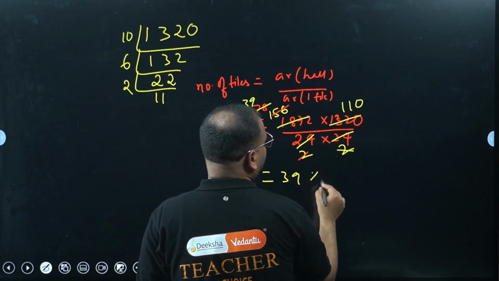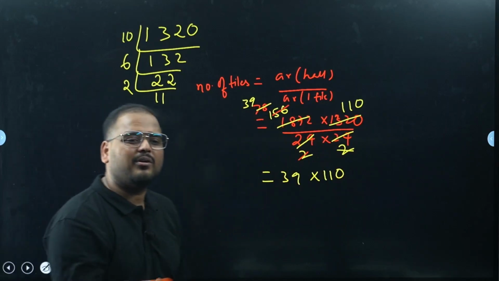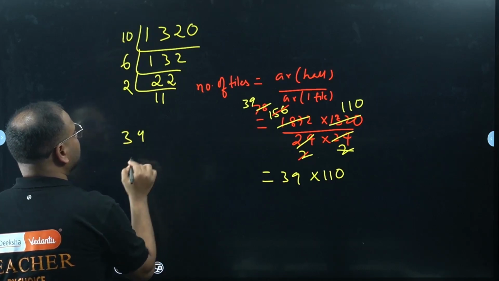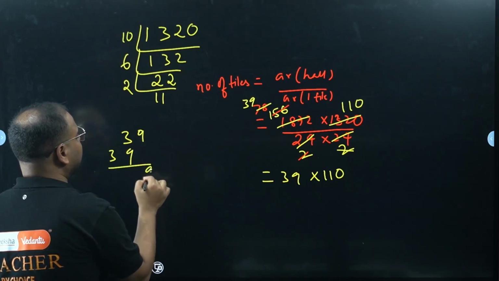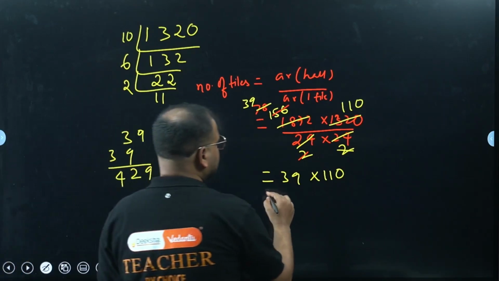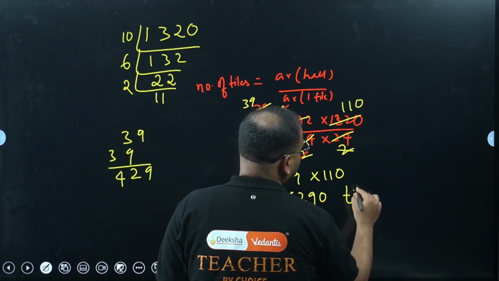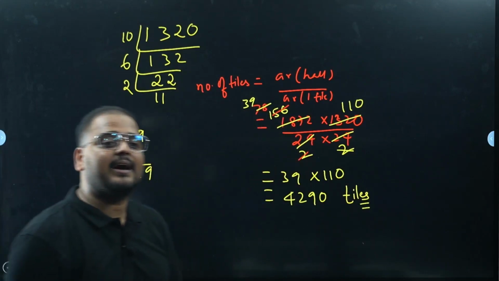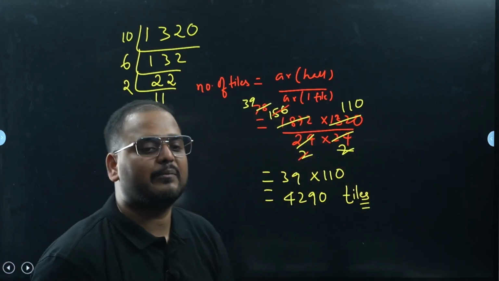39 times 110. So why did I not simplify 110? It's 11, no? Easy to multiply. So always keep 11s. Anytime you see 11, keep it with you. 39 times 11 is how much? Multiply it like this: 9, 2, 4. Correct? So what is my answer? 4290 tiles. So we require a minimum of 4290 tiles to completely pave the rectangular hall of the given dimensions.